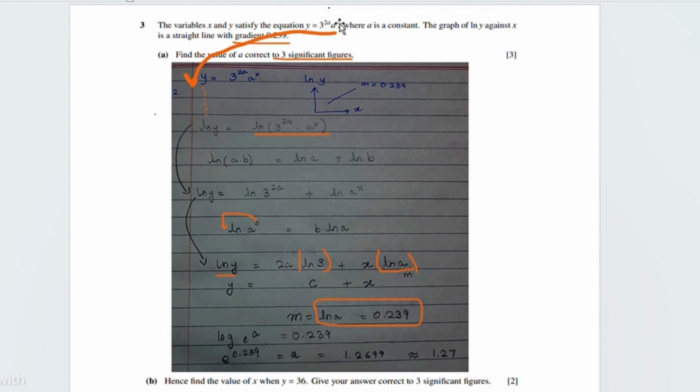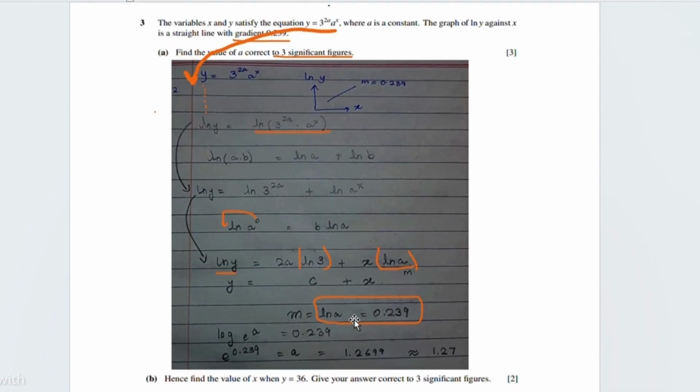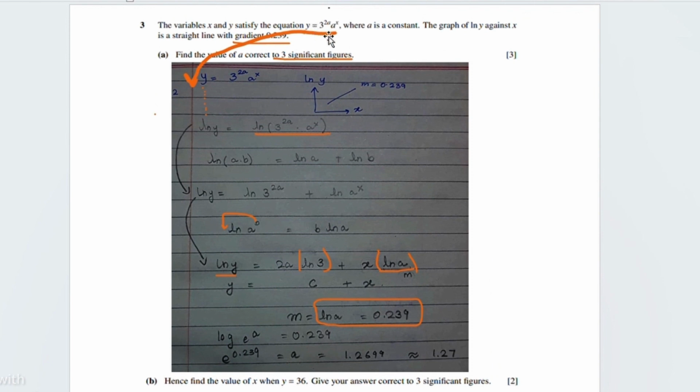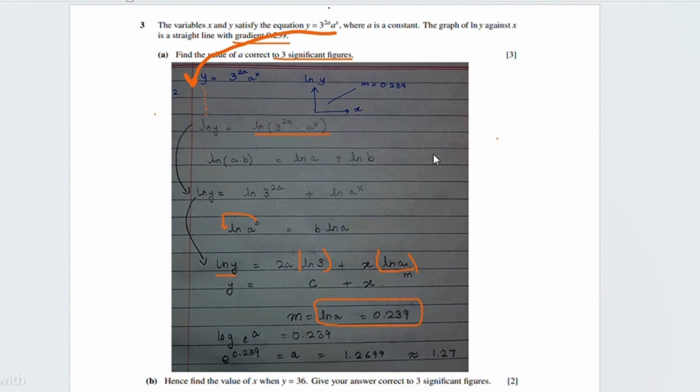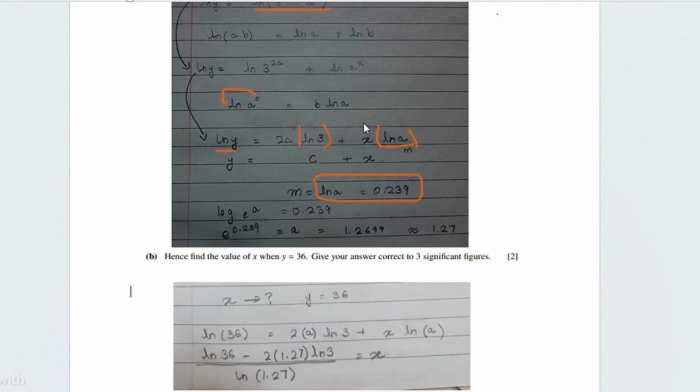Now part B of the question says that you have to find the value of x when the value of y is given. If I go back to my equation, there are 3 unknowns: a, y, and x. Now a has been found in part A, so I'll just plug in the values of y and a. Let me write this equation: y equals 3 to the power of 2a multiplied by a to the power of x. In part A we tweaked it until we got it into the form y equals mx plus c. So I'm going to rewrite this form because that's the easiest to work with.